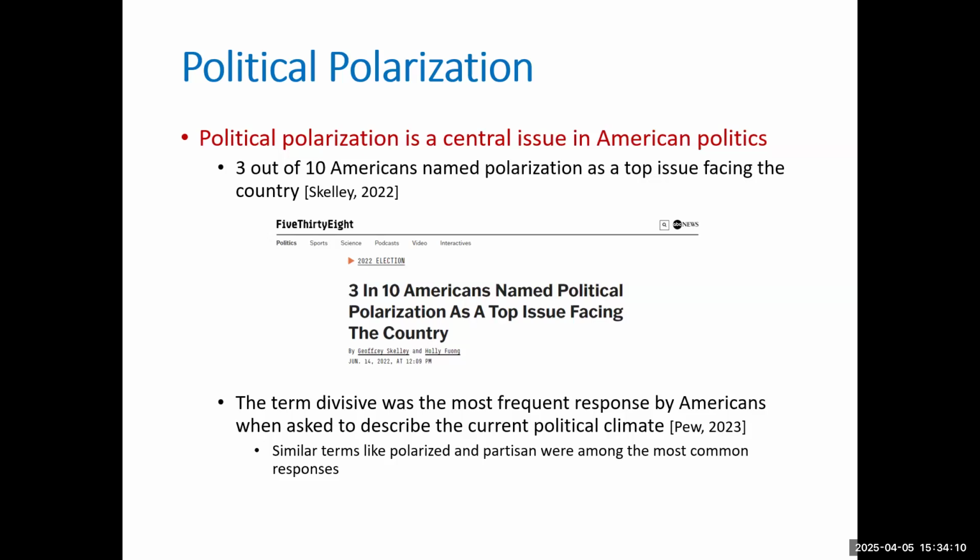Gilman sets up this motivation for me really well. We all know that political polarization is a central issue in American politics. 3 out of 10 Americans named polarization as a top issue facing the country. And when asked to describe the current political climate, the term divisive was the most frequent response, and terms like polarized and partisan were also among some of the most common responses. So overall, it seems like one of the few things we are not polarized about is that we are polarized.